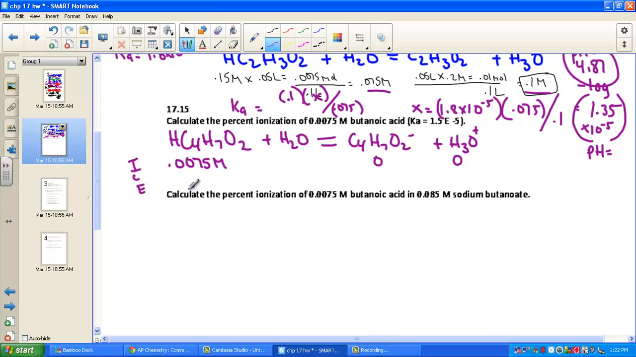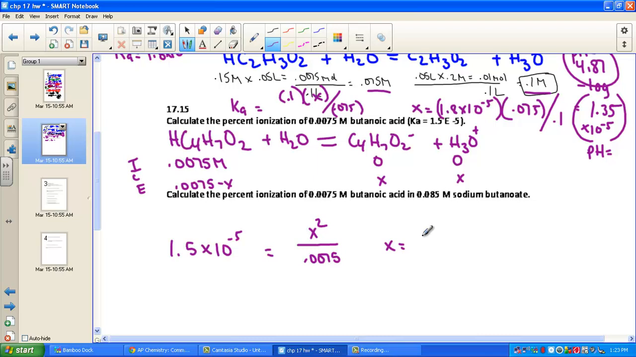At equilibrium, we would have 0.0075 minus X, and we would have X and X for the concentrations of the ions. I'm just going to work down here and then erase. Perhaps you want to work toward the bottom of the page. The Ka value, 1.5 times 10 to the negative fifth, set equal to X squared over, and let's assume the 5% rule and just put 0.0075, knowing that we're checking the ionization anyway. So let's solve for X.